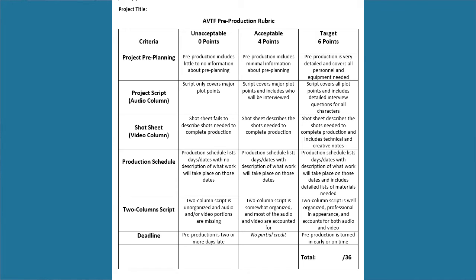Next up is your schedule. It should have all the days with the description of the work that you're going to do, lists of materials needed, and creative notes. Don't write 1 or 2 words in each box. Make sure you're very detailed here. Finally, your 2-column script should be organized. Just like the example we saw, I should be able to clearly match your audio with your video and have a nice overview of what your final video will look like. And then finally, you're graded on your deadline, so turning in this pre-production either early or on time.